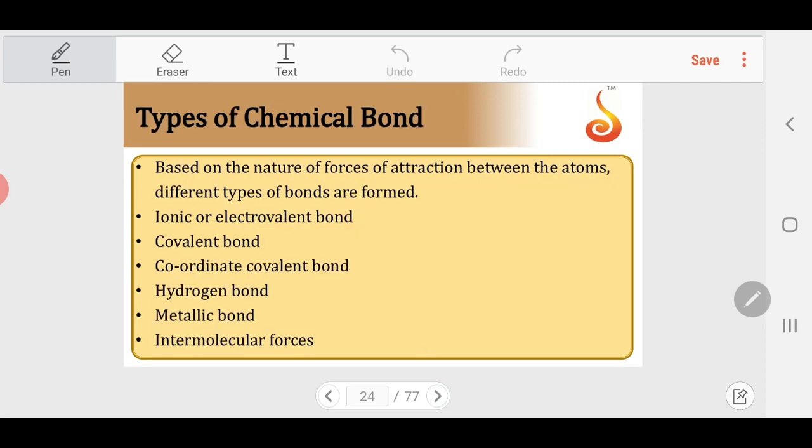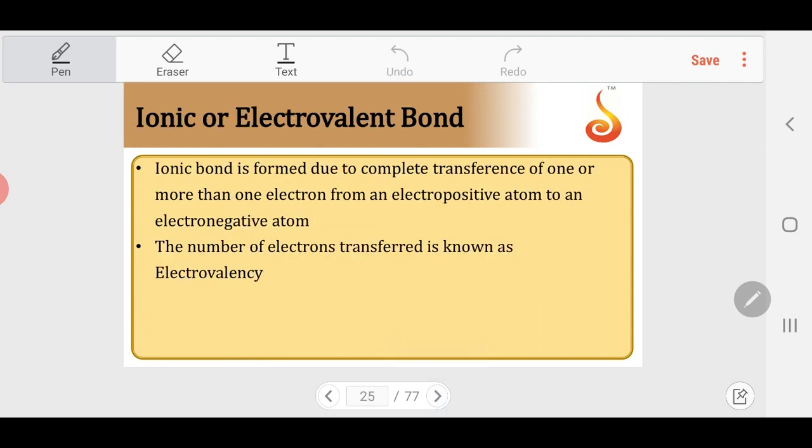So, different types of chemical bond. We know ionic or electrovalent bond, then covalent bond, coordinate covalent bond, hydrogen bond, metallic bond and intermolecular forces. These are the different types of attractive force existing between the atoms in a molecule. We will take them one by one.